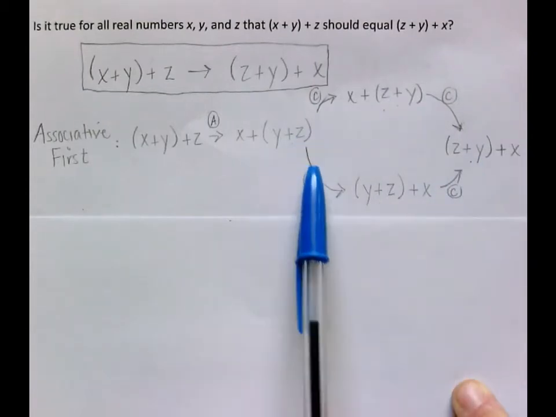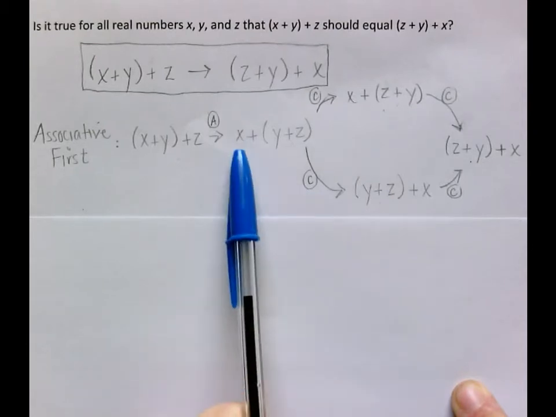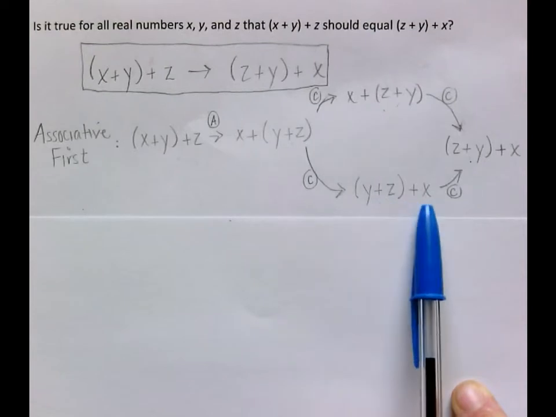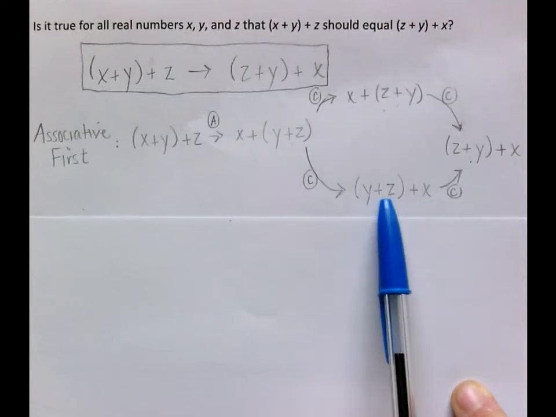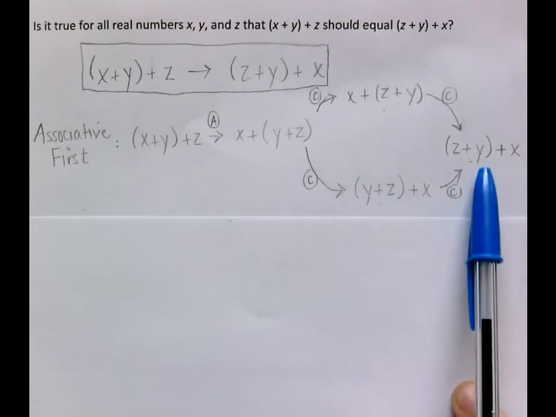If we trace this bottom path, we can see the commutative property of addition is first used to interchange the positions of the x and the y plus z here. And then the commutative property is used again to interchange the positions of y plus z inside of the parentheses. And we arrive at the same goal.